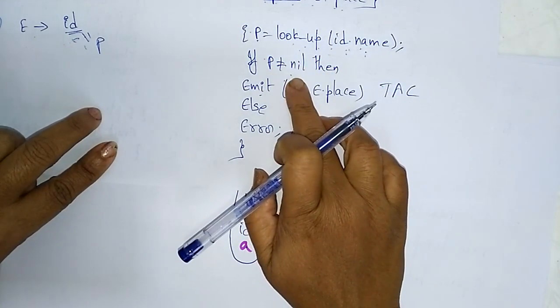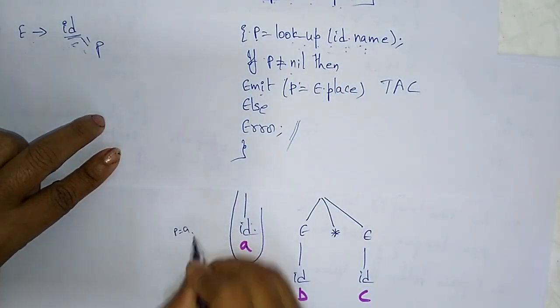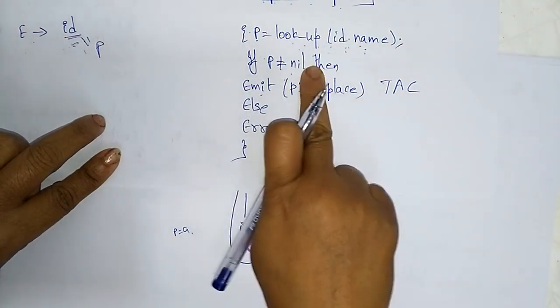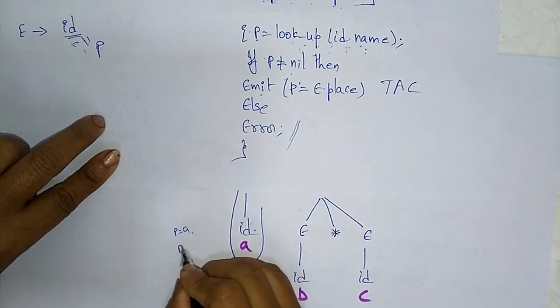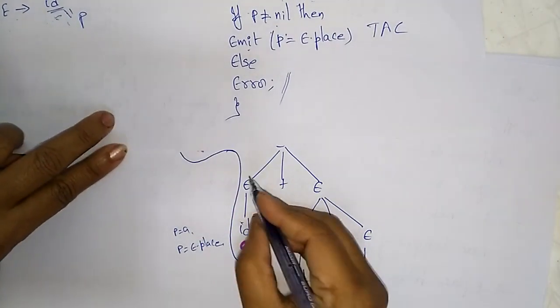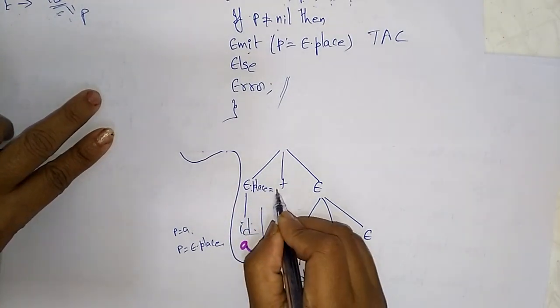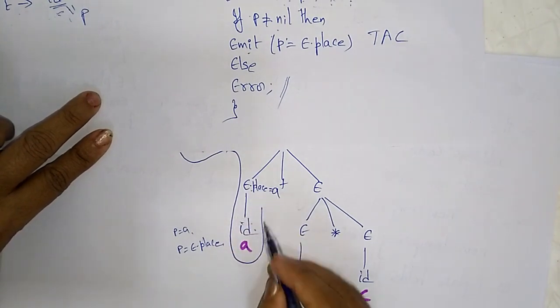If P is not equal to null, meaning P is holding the value a, then it has to produce a three address code, that is, E.place = P. So what is the P value here? a. Now E.place is holding the value a.